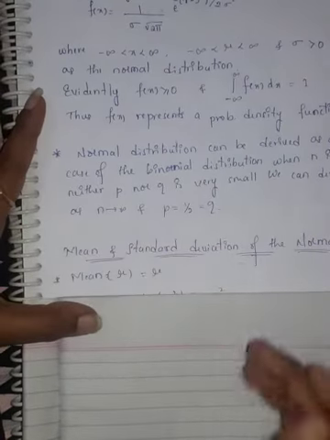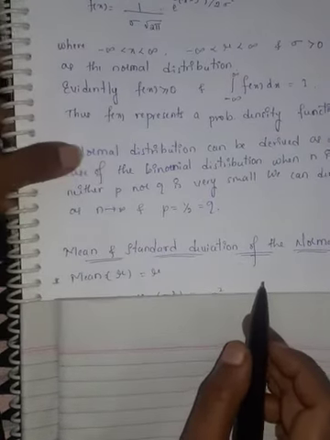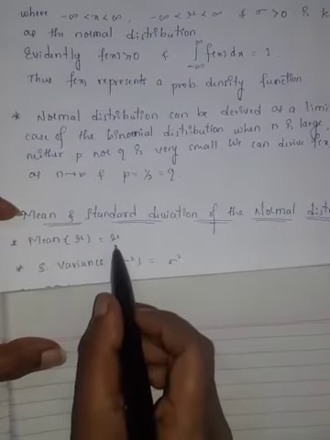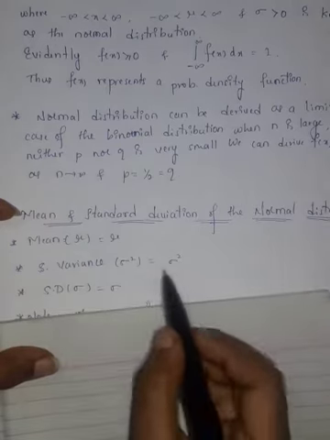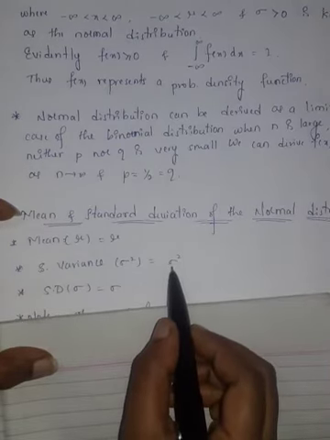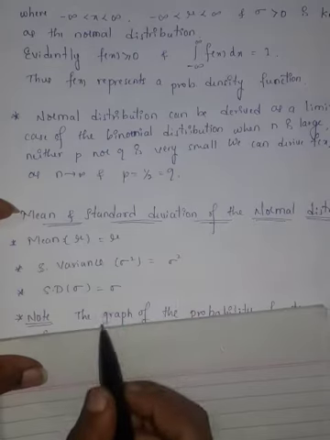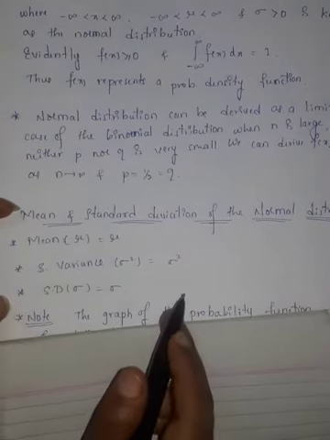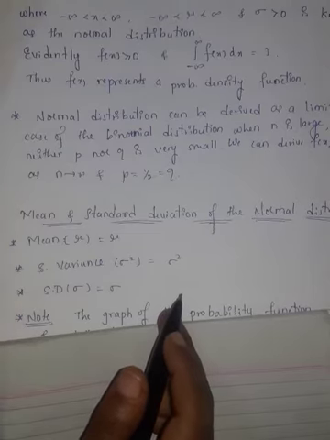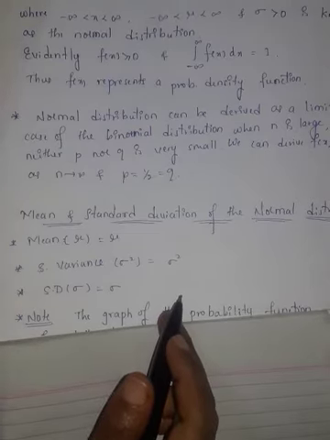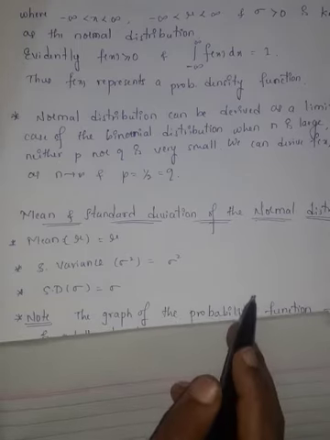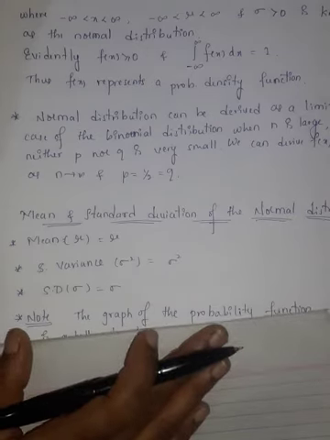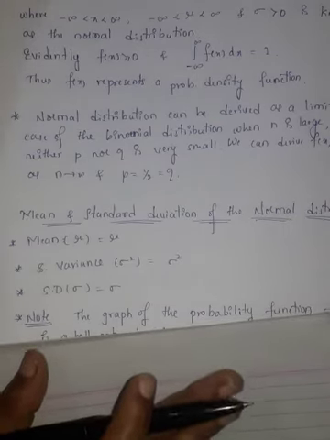So the mean and standard deviation of the normal distribution are given as: mean is mu, variance is sigma square, and standard deviation is sigma. From this we can say that the mean, variance and standard deviation of this normal distribution are equal to the general mean, variance and standard deviation of the distribution.